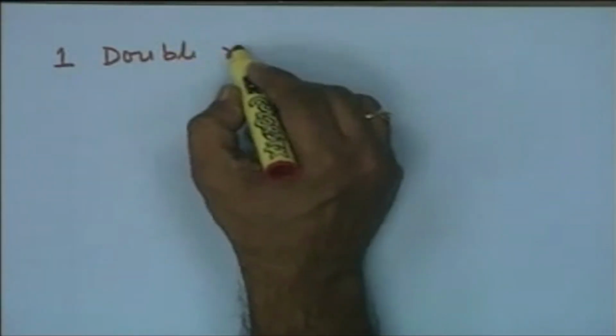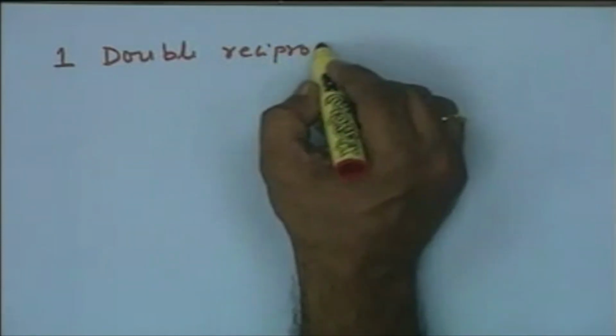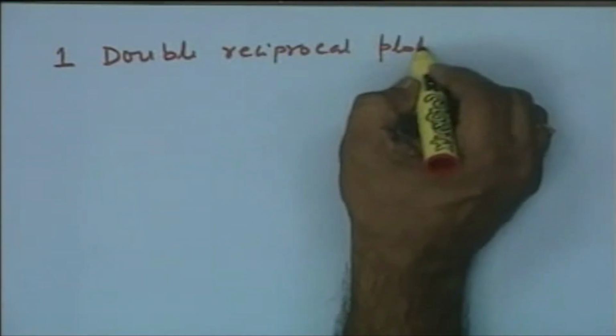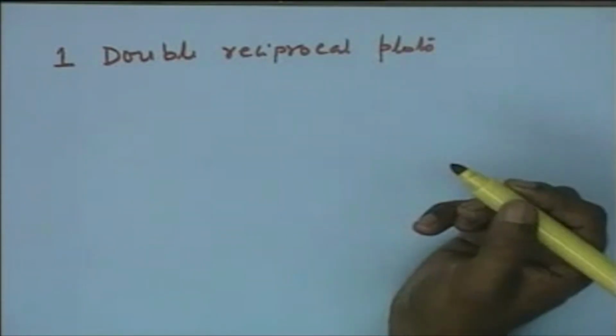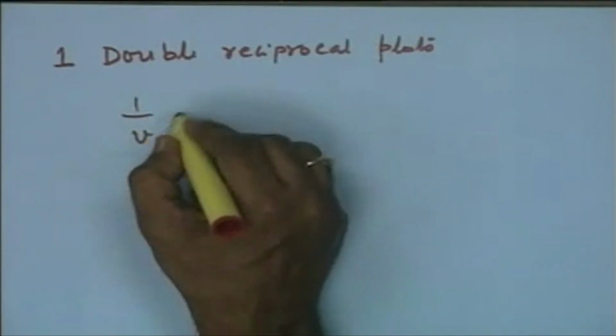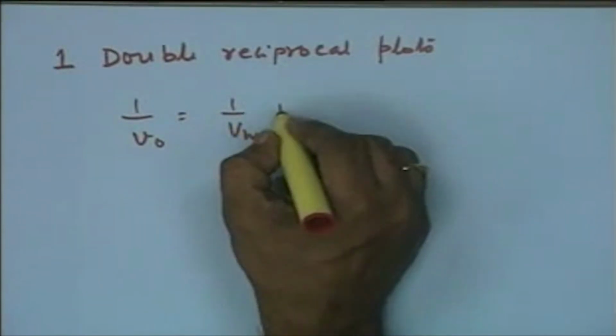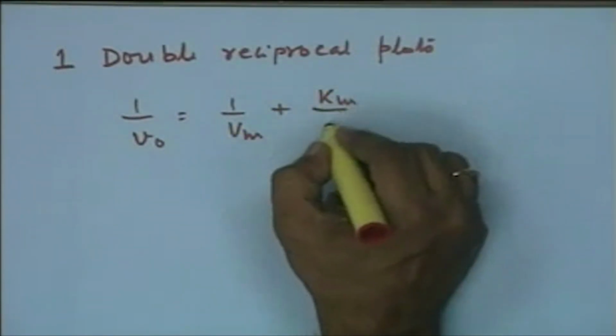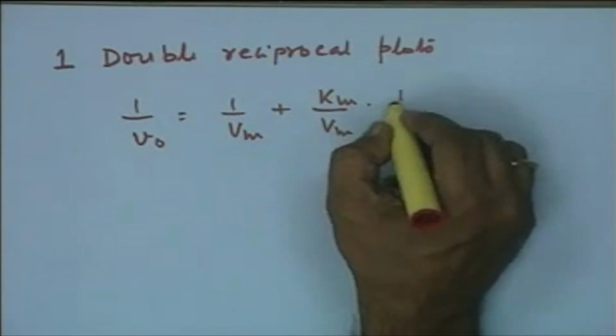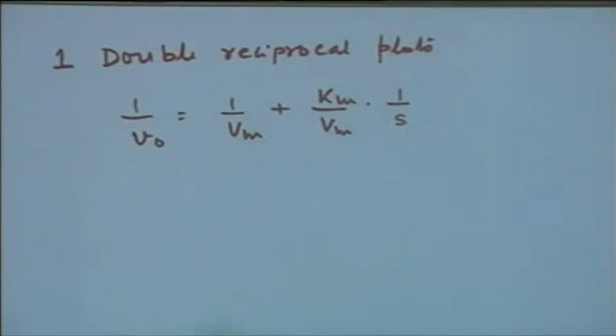So, as we were also talking yesterday, the simplistic way was to linearize the Michaelis-Menten equation, and one of the simplest ways to linearize was the double reciprocal plot. That means you take reciprocals on both sides of the expression, that is, 1 upon V naught is equal to 1 upon Vm plus Km over Vm into 1 upon S.